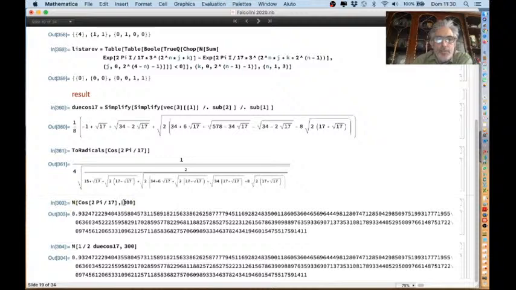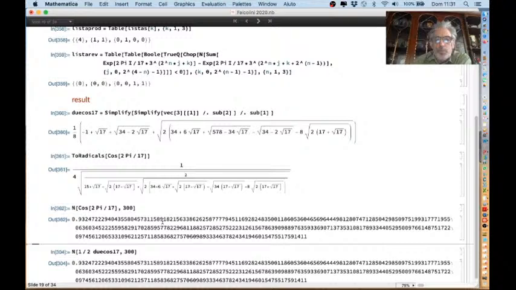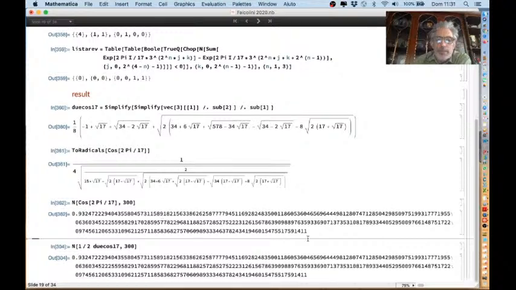If we evaluate the cosine, these two formulas look not quite similar. They use the same square root of 17 because n is equal to 17, so this is not an accident. But if we want to approximate the value of cosine of 2 pi over 17 up to 300 digits, we get this answer. And if we take this number, which is twice the cosine, in fact, and divide by 2, we get the same precision.